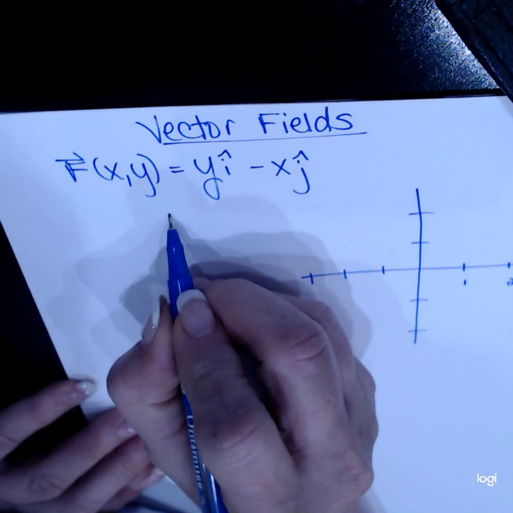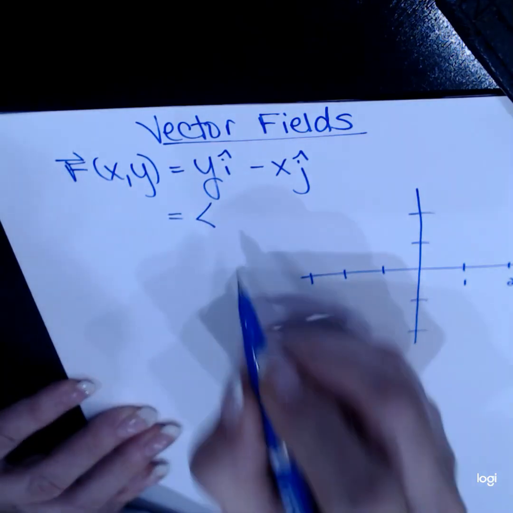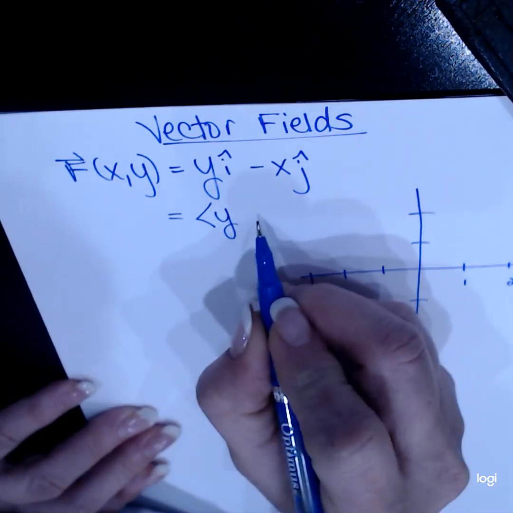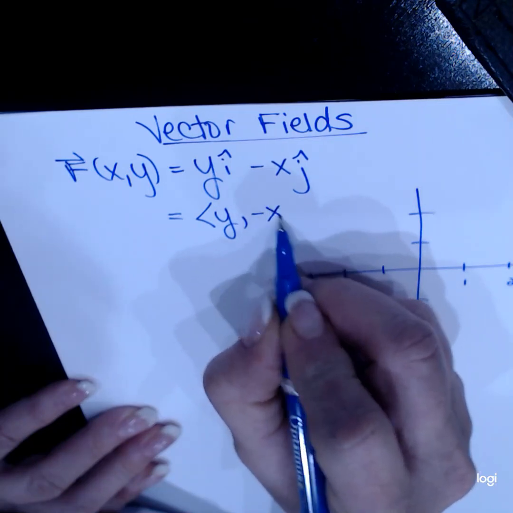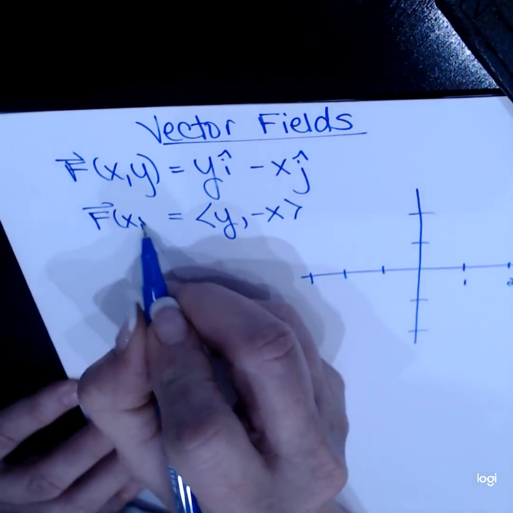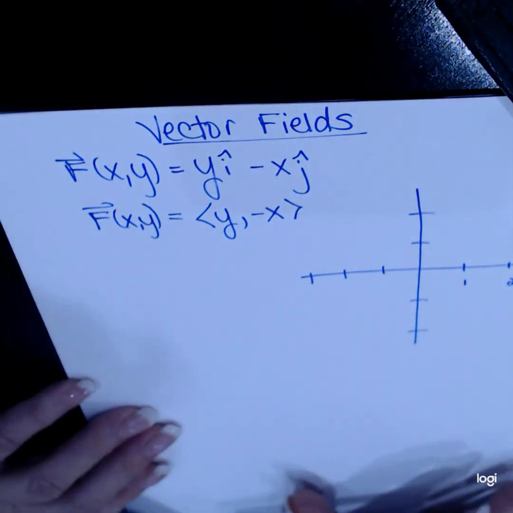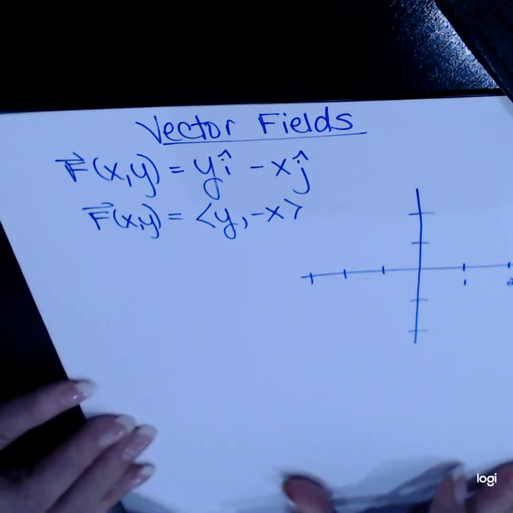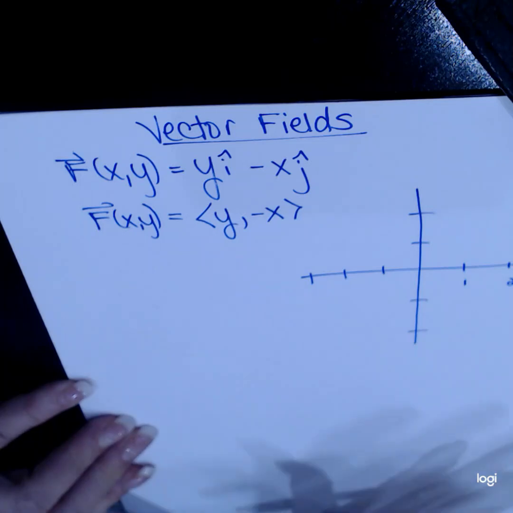And if we look at this in component form, the vector has components y, negative x. Now let's suppose I wanted to sketch this vector field. And by the way, you do have a PDF file where you can actually see what vector fields look like.